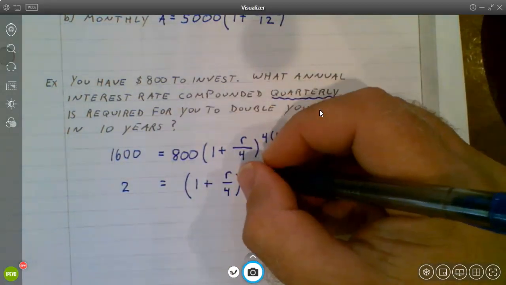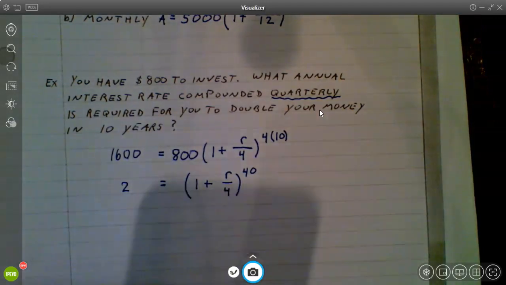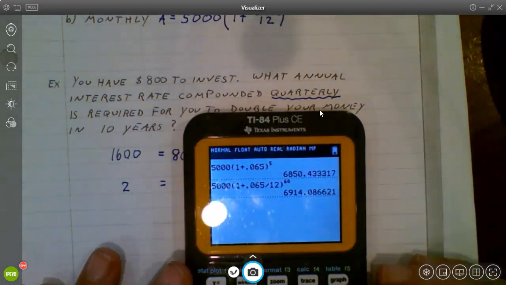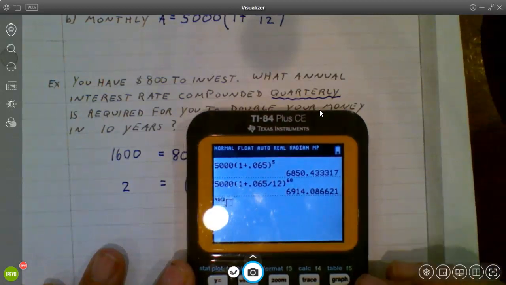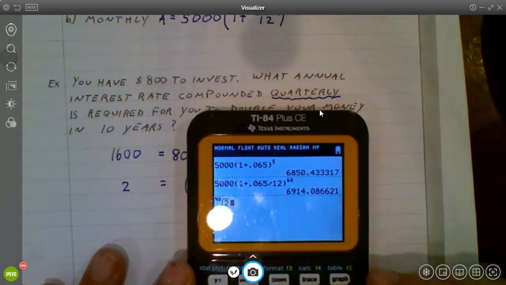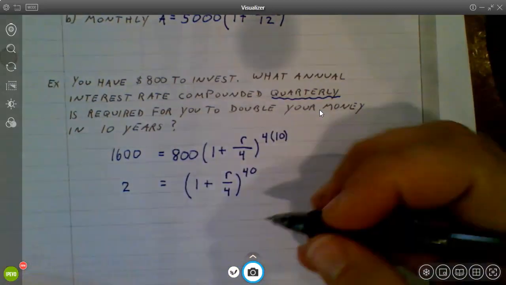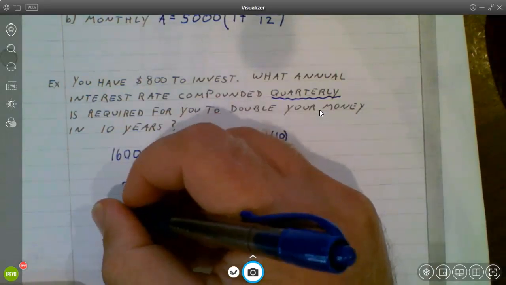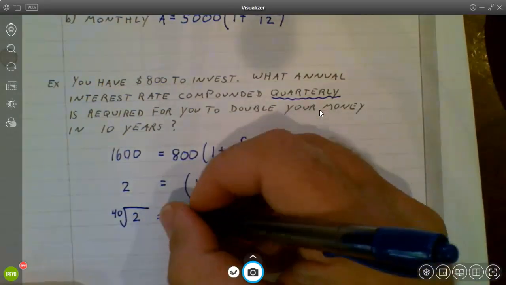40 is my exponent. So how do we get rid of the 40? I need to take the 40th root of both sides. It's going to be a pretty darn tiny number. So let me take the 40th root of 2 on that one. That gets rid of the 40. I'm not going to write all this out from my calculator, I'm just going to do this: the 40th root of 2 is equal to 1 plus r over 4.